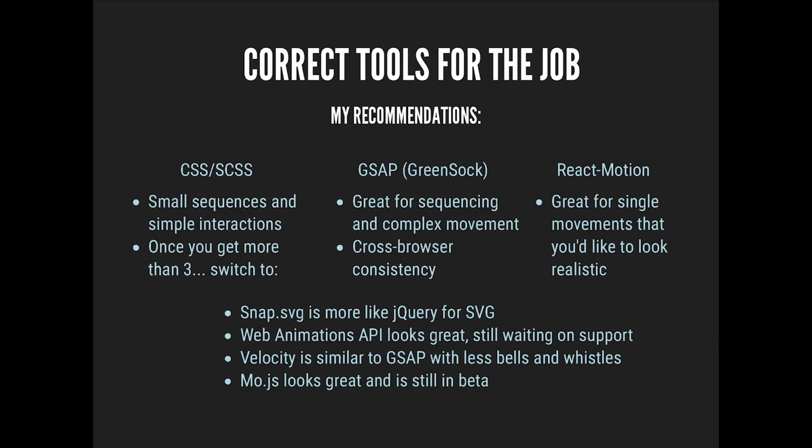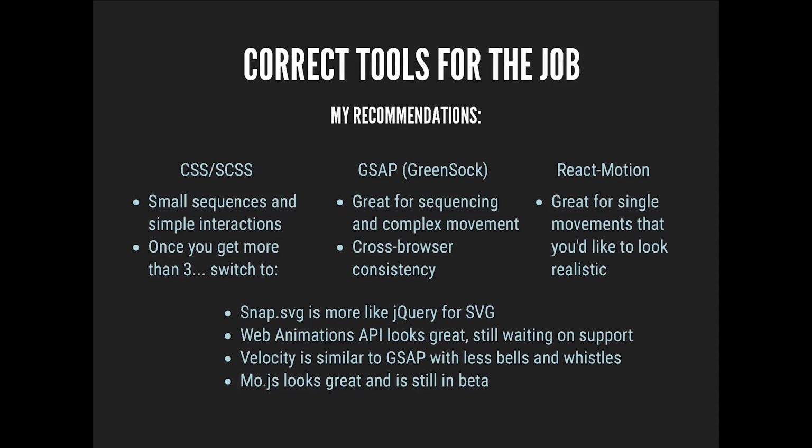So React Motion is really great for those single moments, movements that you'd like to look realistic. Chenglu, I think yesterday just updated with an on-end kind of sequencing, but I have not played with that yet, so I can't give any recommendations on it. Snap SVG is a little bit more like jQuery for SVG. People come to me a lot and ask, why don't you use Snap more? I talked to Dimitri actually, and he was like, you can benchmark my stuff if you want, but wasn't building Snap SVG to ever be an animation API.